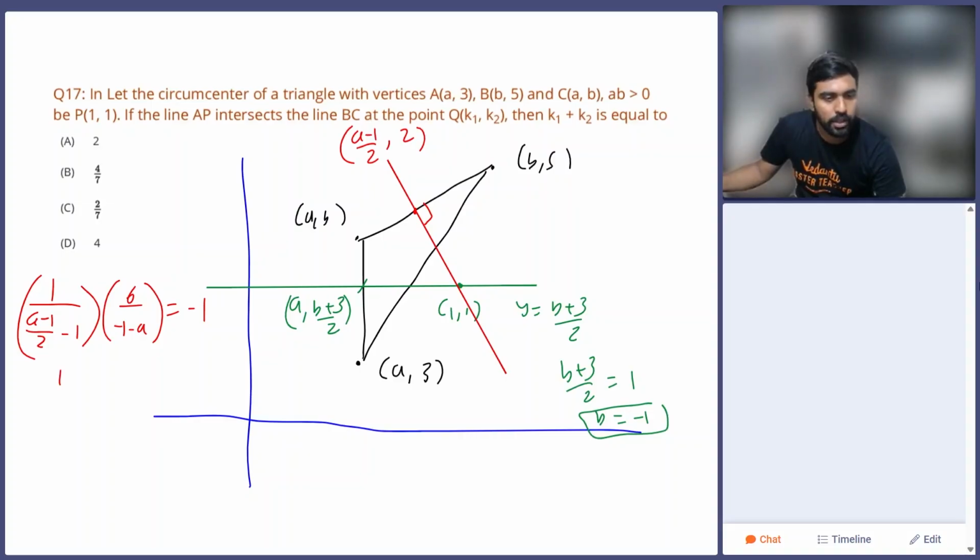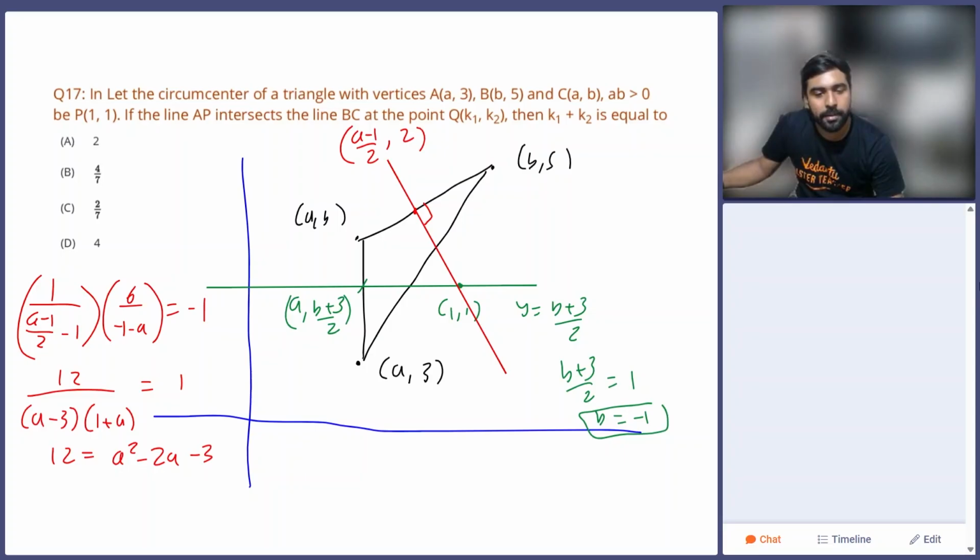So that's 12 upon a minus 3 into this, the minus sign will cancel into 1 plus a, is equal to 1 expression. So I have 12 equals a square minus 2a minus 3. So that's a square minus 2a minus 15 equal to 0. That's (a minus 5)(a plus 3) equals 0. So I've got a equals 5 and a equals minus 3.